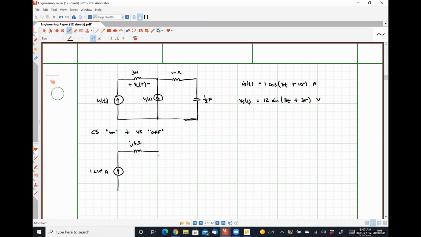Our voltage source is off, so we have a short circuit there. The impedance of our resistor does not change, it's just the resistor value itself. What is our capacitor going to look like?